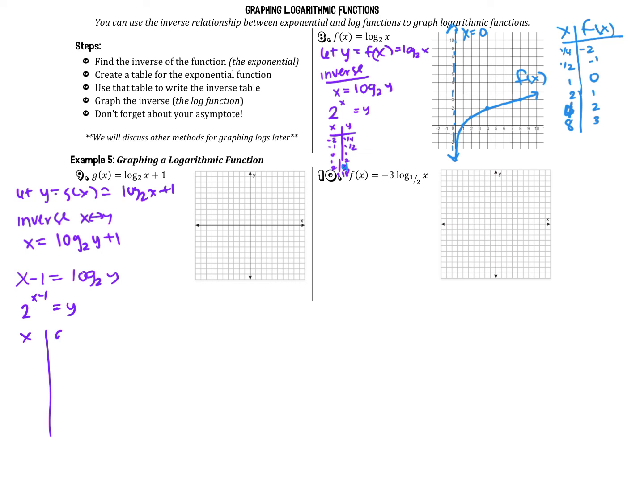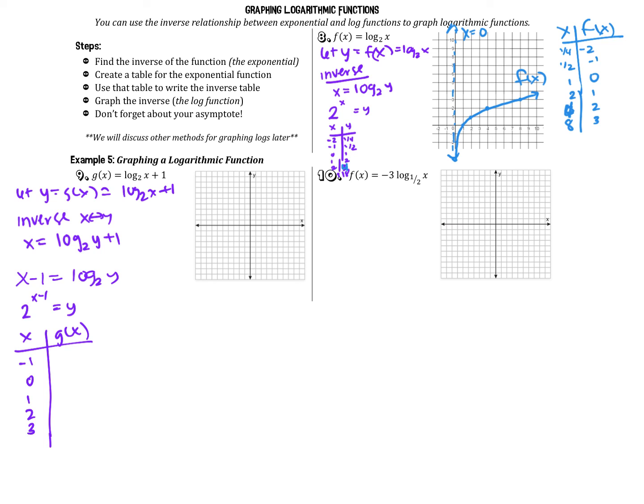Now to make this table, we can use the table we just did. We're just going to decrease all of our x values, or we're going to increase all of our x values by 1. Or you can simply just plug in the same values that you did before. You could plug in -2, -1, 0, 1, 2, 3. I'm going to start at -1. I'm going to plug in 0, 1, 2, 3. I think that's going to give us enough.